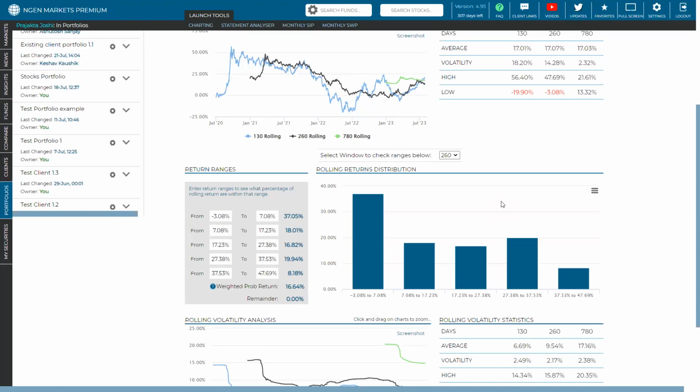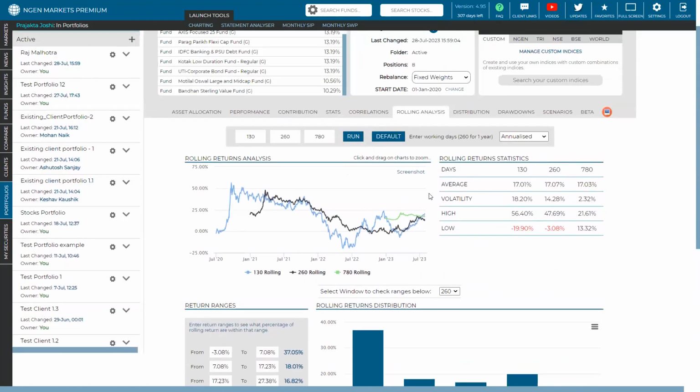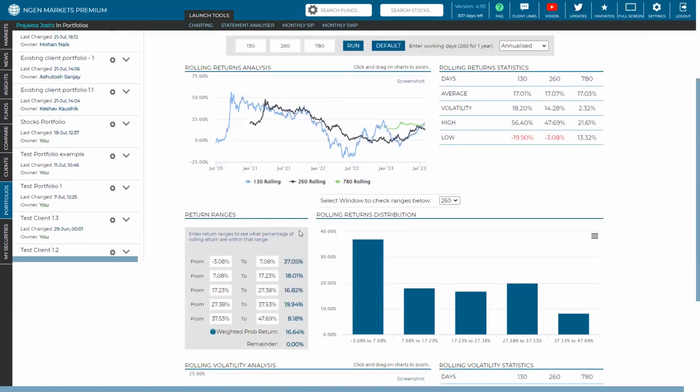range? All you need to do is head over to rolling analysis, head over to rolling returns distribution, and in any of these 5 tabs, just put in the target return range of the client. For an example, I'm putting it here. So the target return range of our client, Raj Malhotra, was to generate return between 10% to 50%. Put in these 2 parameters here and click outside.